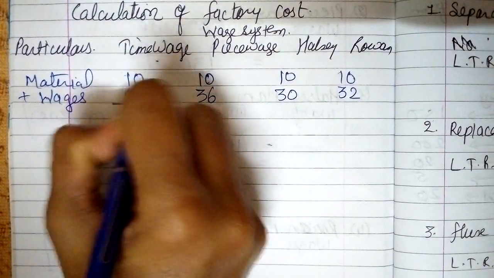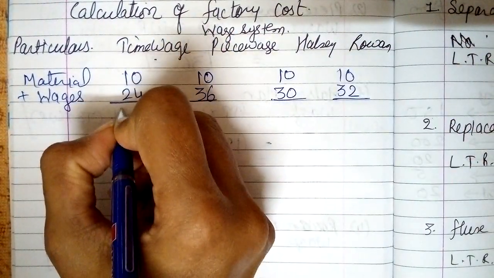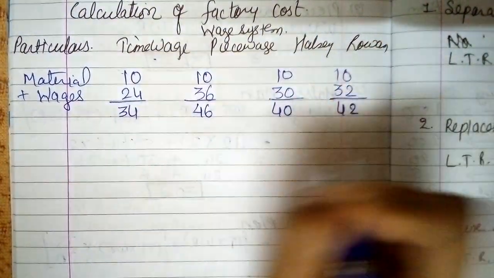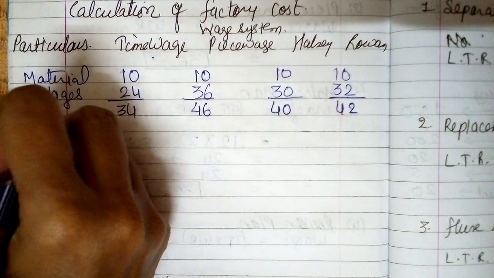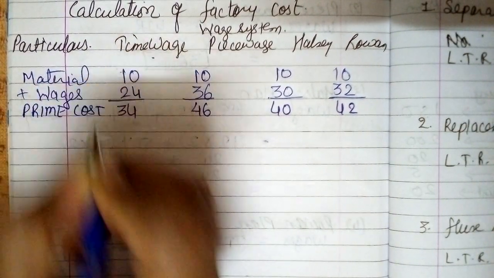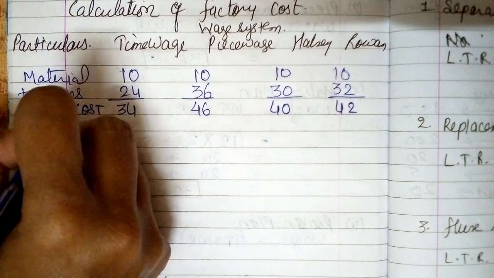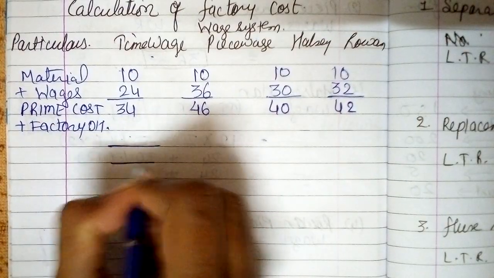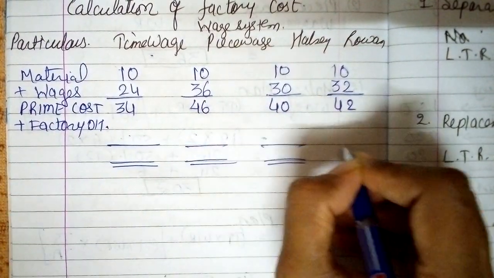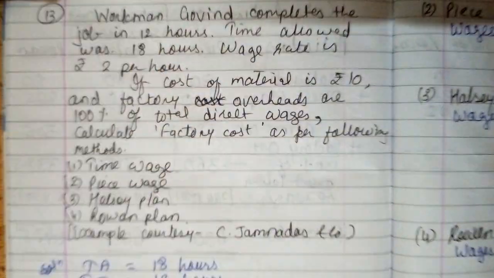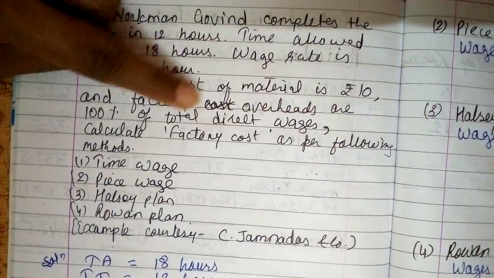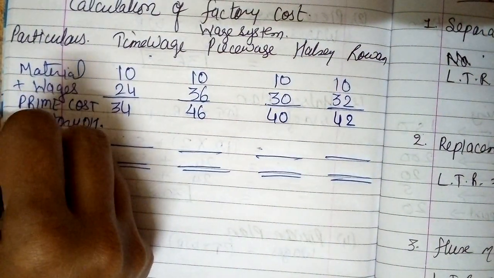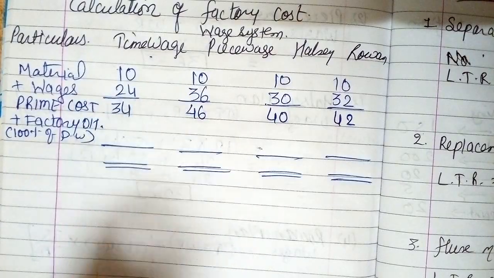Alright. So by adding all this, we get 34, 46, 40 and 42. So this is called prime cost. Now we need to add factory overheads to this so that we can get our factory cost. So factory overheads are recovered at 100% of total direct wages. So I am just writing down here 100% of direct wages, right?